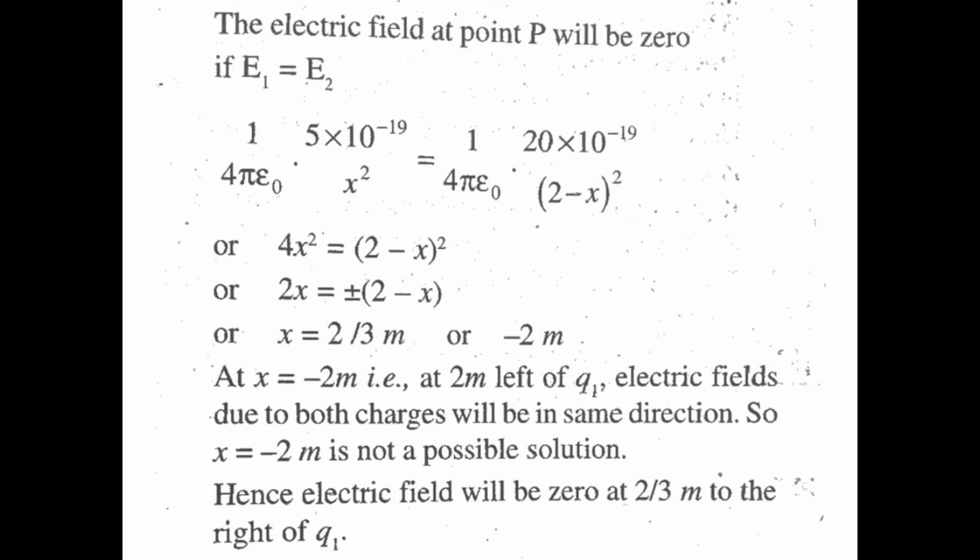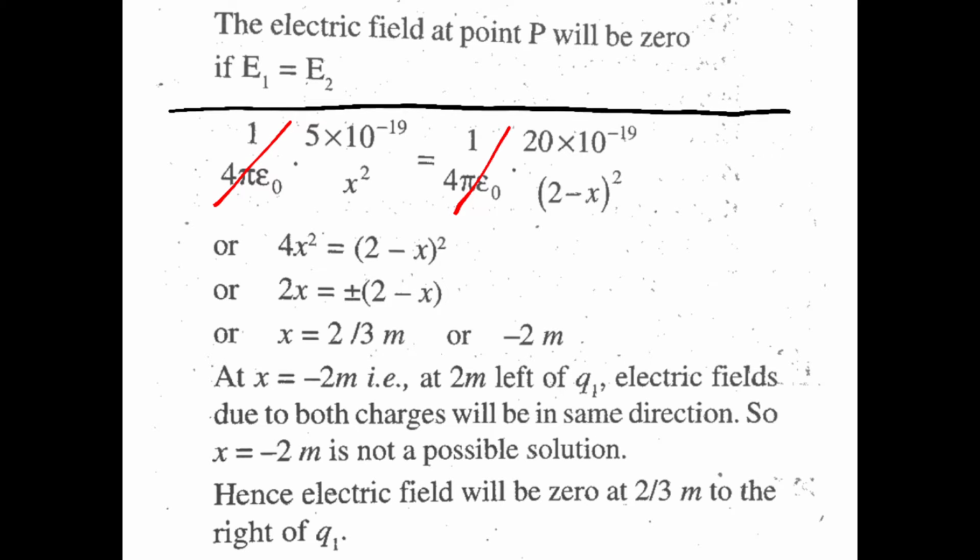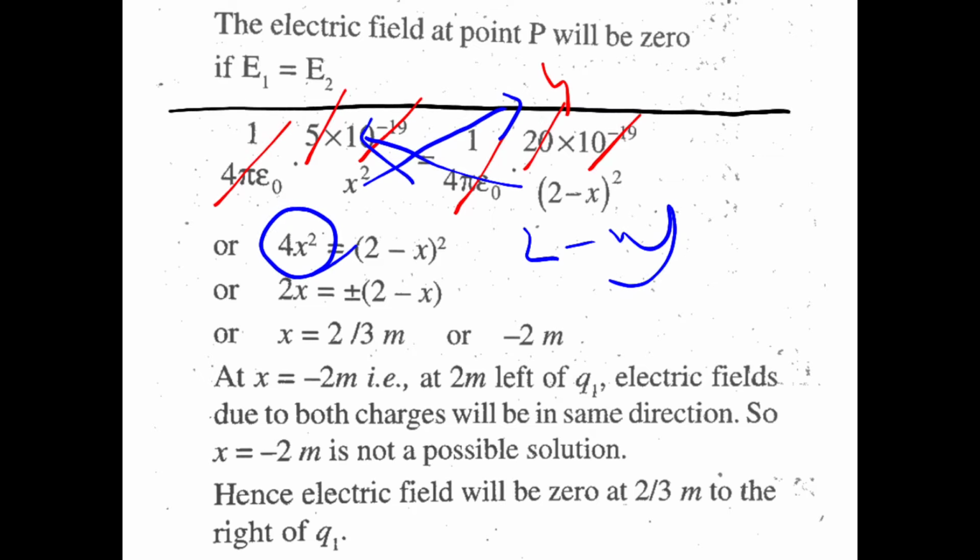So let's see the answer. This is already mentioned for you. So we have to cancel this out, that is K, and this is also cancelled out. And what is the next process? 5 into 4 is 20. That means here the cross product will be formed. That means 4x square is equal to (2 minus x) whole square.